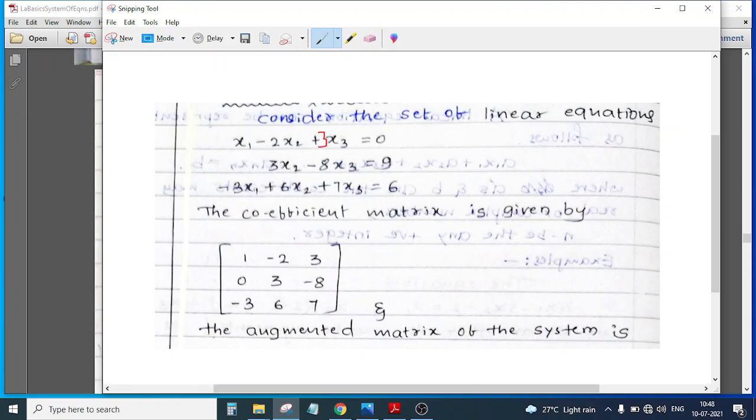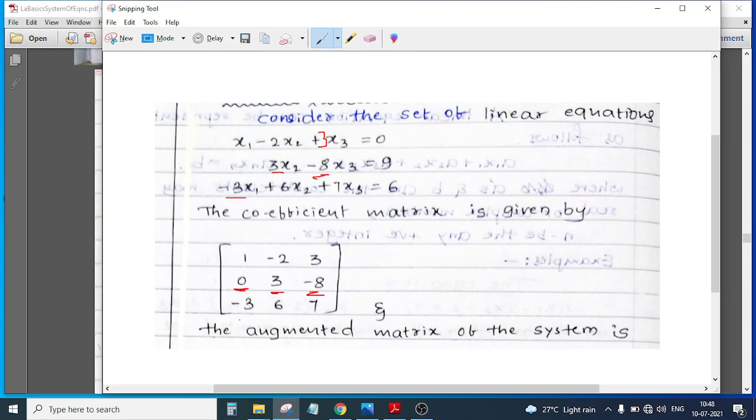Right. So the other equation is what now? Do we have an x1 term? No. Do we have a coefficient of x1? No. So that means it is 0. Right. For x2 what do we have? We have 3. So therefore here we have written 3. For x3 we have minus 8. So therefore minus 8. Coming to the third equation, here we have minus 3.